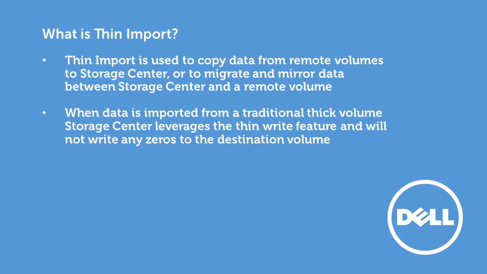The thin import process is used to copy data from remote volumes to Storage Center, or to migrate and mirror data between Storage Center and a remote volume. When data is imported from a traditional thick volume, Storage Center leverages the thin write feature and will not write any zeros to the destination volume.